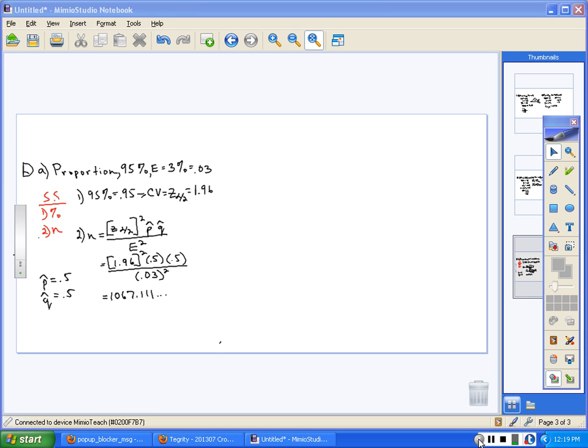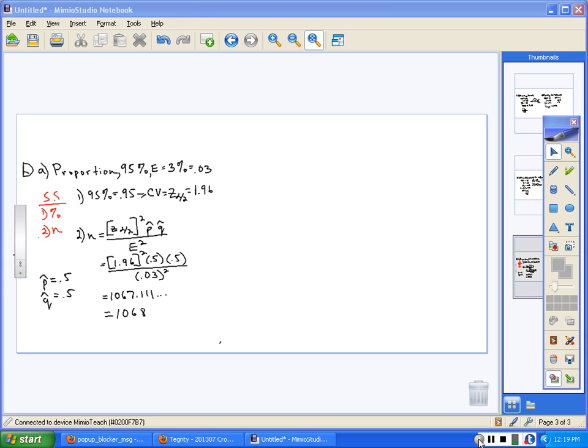1,067.111... This is the one time on the final exam that you have to round up. Even though it says 0.1, the correct answer here is 1,068. Because it's easy to find 1,067 people to survey, but it's very hard to find 0.1 of a person. So you can't pick a number lower than 1,067.1. So you have to pick 1,068. So there was one time on the midterm when we rounded up, and one time on the final when we round up, and that's for sample size.